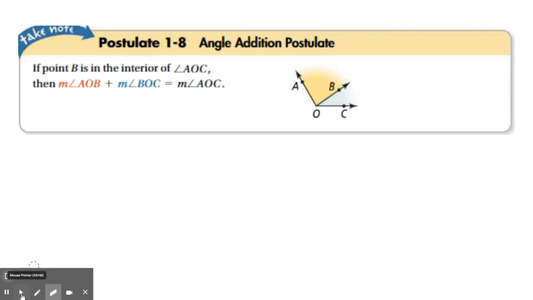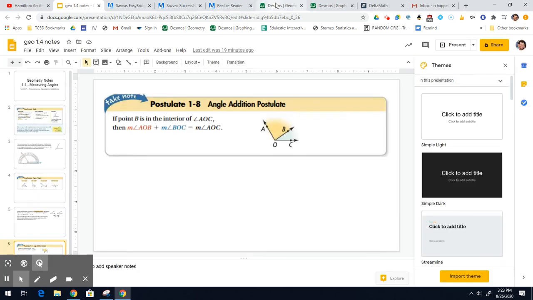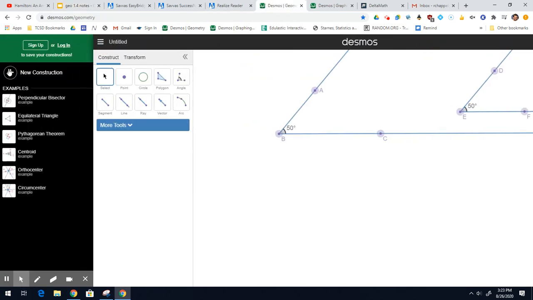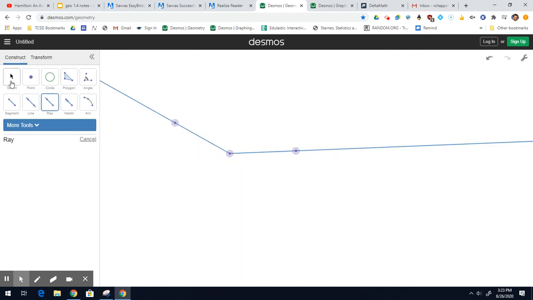All right, so let's take a look at Desmos Geometry. Let's create an angle addition postulate situation. So in Desmos Geometry, let me get a new construction here. I'm going to make a big angle with two rays. When I say big, I mean obtuse. Sorry. There we go. Let's name it angle ABC, and let's go ahead and measure that angle.